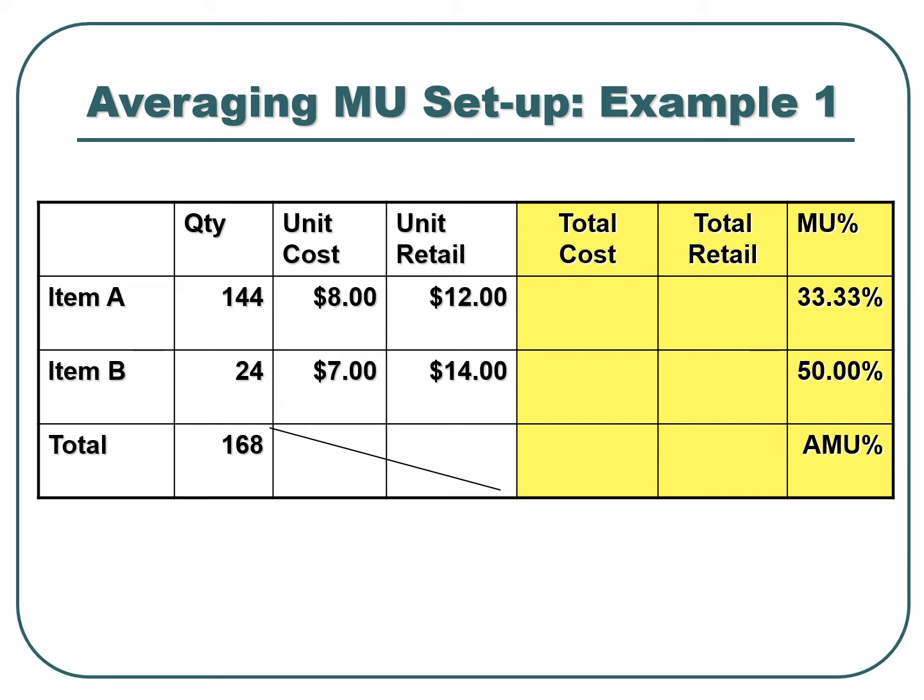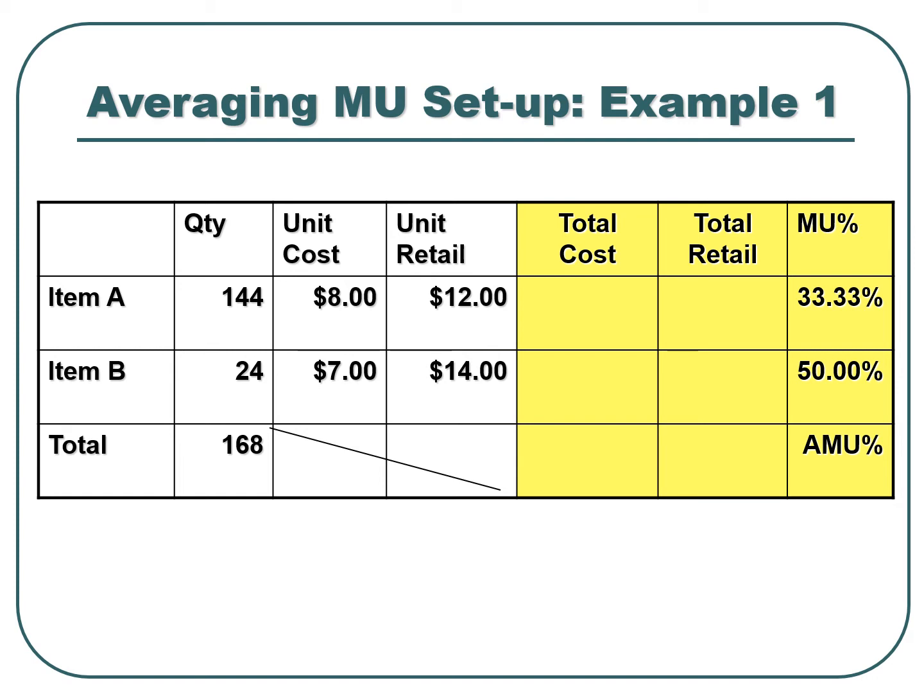So item A, we have 144 units, okay? And these items were purchased at the unit cost of $8 each, and they're retailed in our store at $12 each. On the other hand, item B, we have 24 units, and the unit cost was $7, and unit retail price is $14. If this is the case, then what would be the average markup percent?